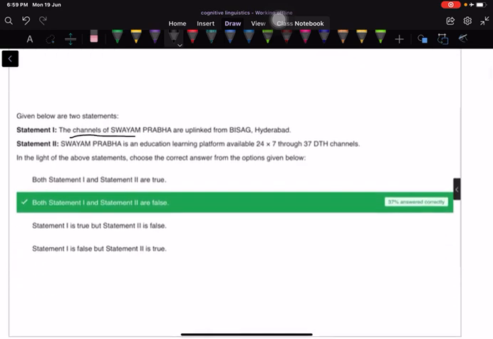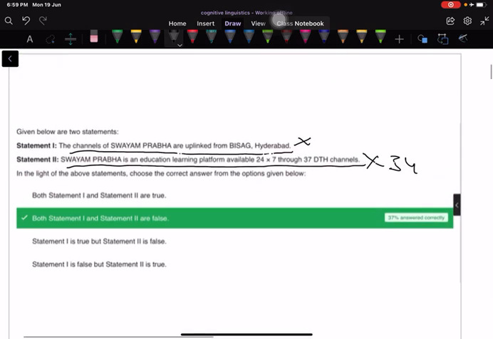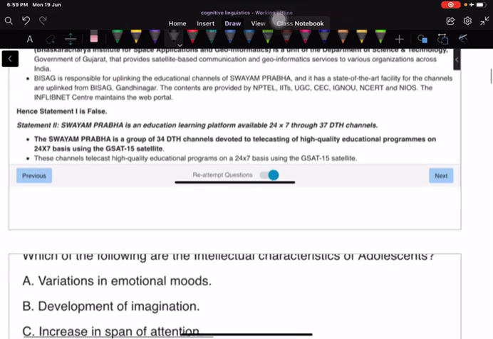Now, the channels of Swayamprabha are uploaded from BISAG, Hyderabad. False. Swayamprabha is an educational learning platform available 24/7 through 34 DTH channels. Also false, 37 DTH channels. It is uploaded from BISAG, Gujarat. Content is provided by NPTEL. The INFLIBNET Centre maintains the web portal. INFLIBNET, Information and Library Network.